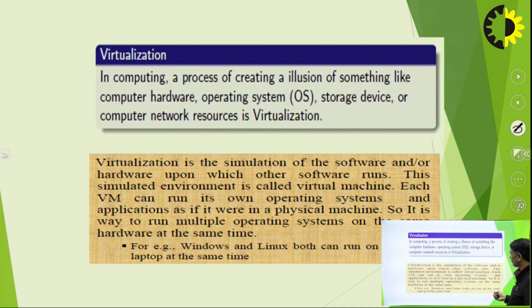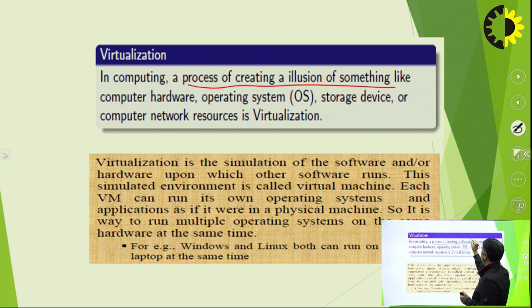So basically, virtualization is a process of creating the illusion of something like computer hardware, operating system, storage devices and computer network resources. This is the process of creating an illusion, that means a virtual environment that physically does not exist. Different virtual machines that do not exist physically are sharing the same host machine. So, this creates an illusion and we feel that the entire host machine is for us.